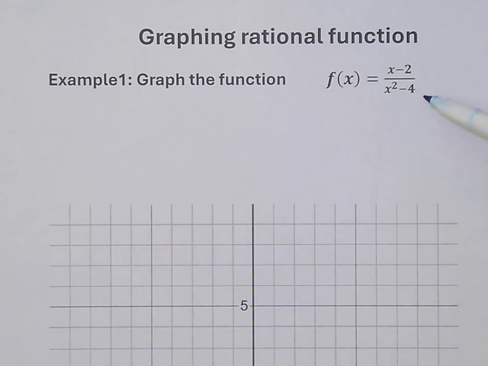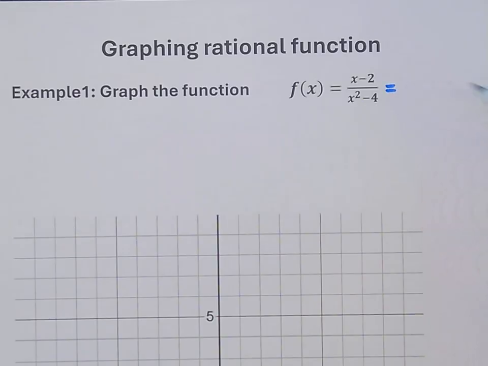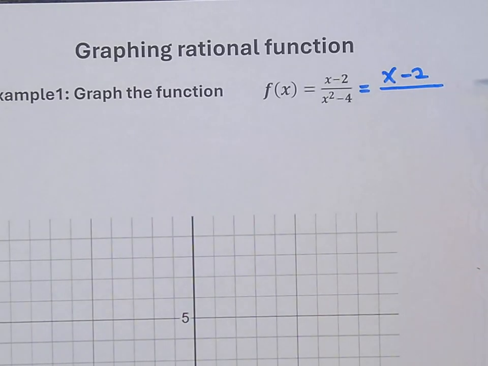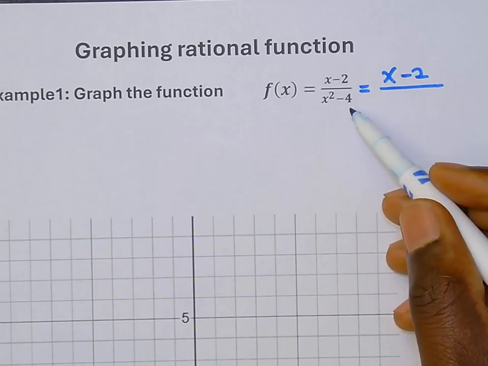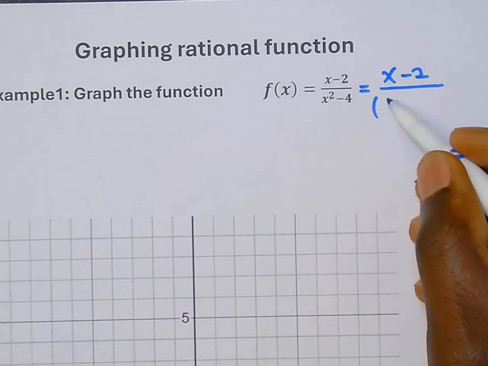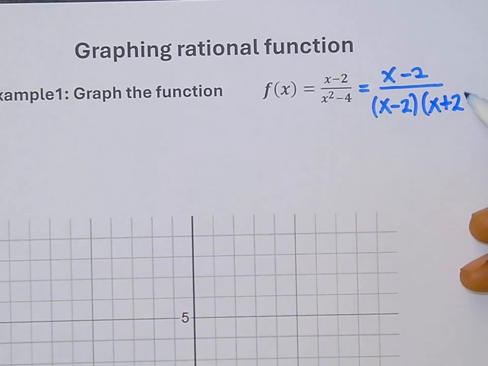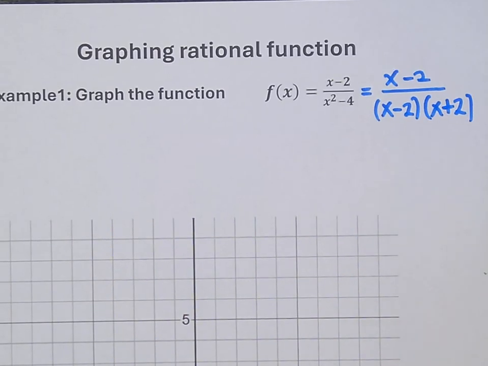Given this problem, what I want to do is to first factor the denominator because it looks like it can be factored. We have x squared minus 4. This is a difference of squares, so I'm going to factor, okay? It's going to look like this: x minus 2 divided by, if I factor x squared minus 4, that gives me (x minus 2)(x plus 2). At this point, I believe we have mastered our factoring.